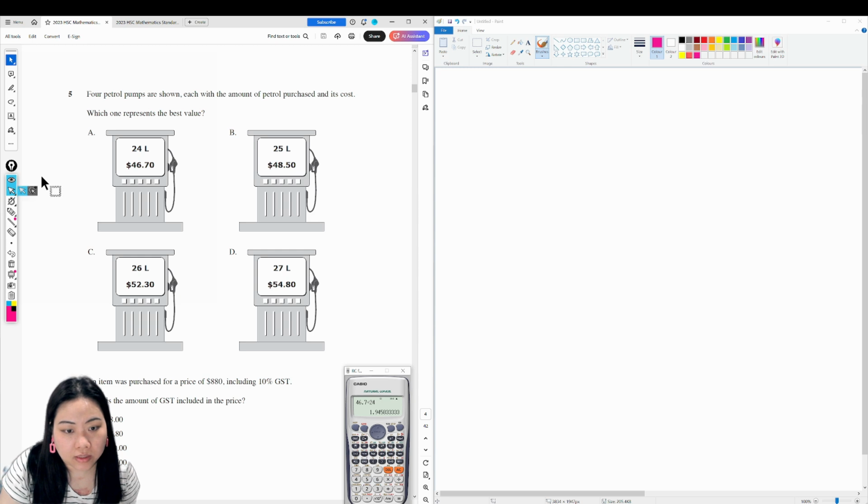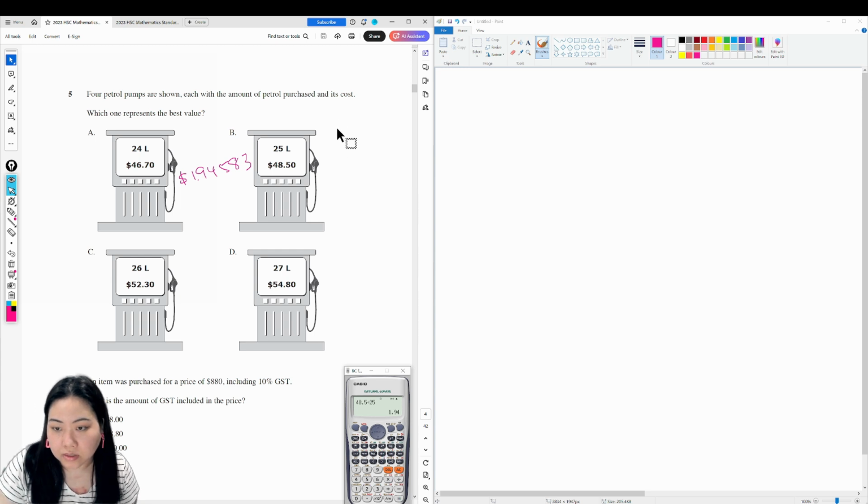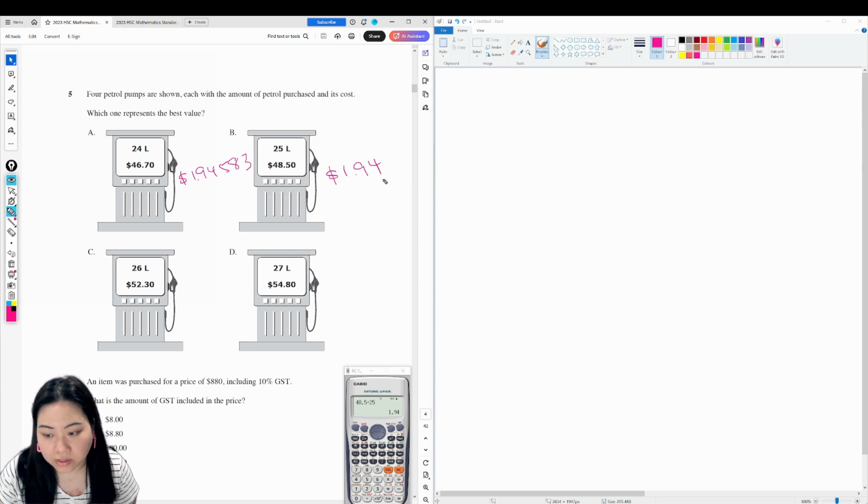Let me write this down. First one is $1.94583 per liter. The second one would be $48.50 divided by 25 liters, $1.94. This is cheaper than A, so far B is winning.